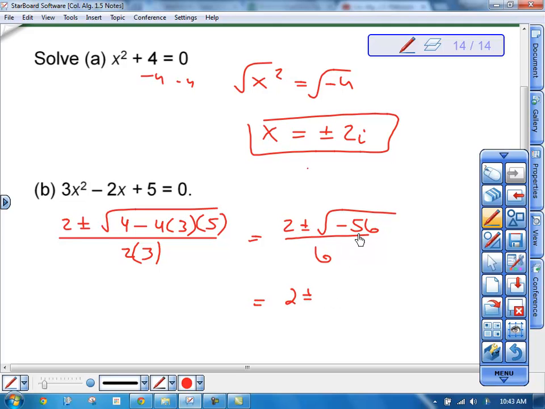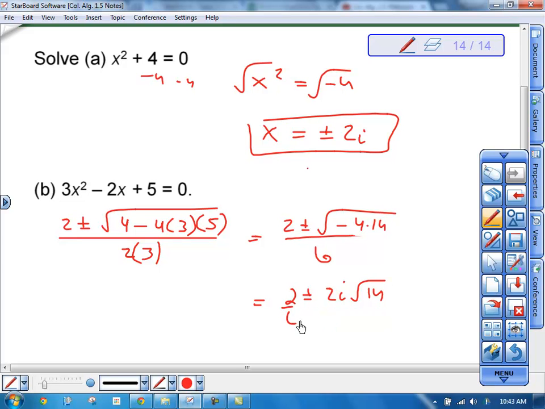2 plus or minus, we can simplify this a little bit by making it the square root of -4 times 14. And now the square root of -1 is i, the square root of 4 is 2, and we still have the square root of 14 there. And then that's all over 6.